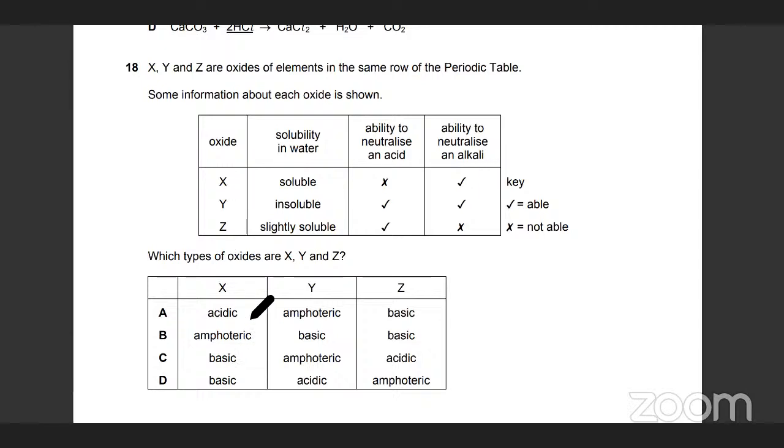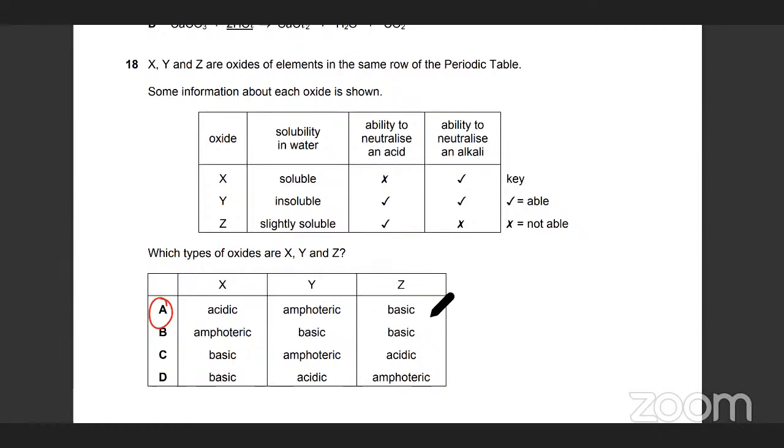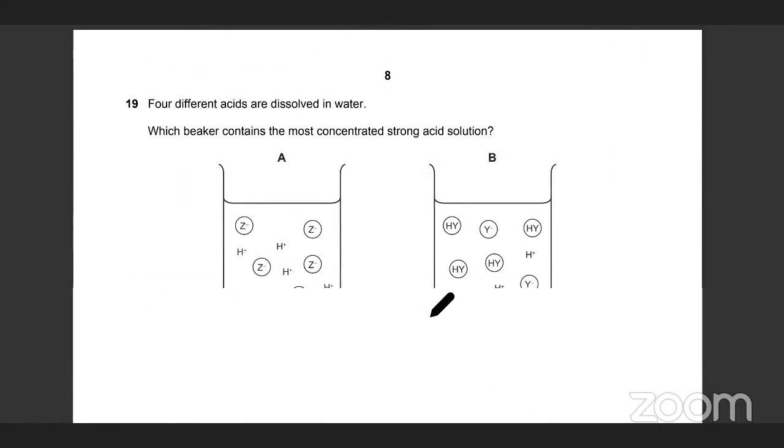तो फिर तो A ही होगा आंसर, क्योंकि अच्छा Y दोनों के साथ रिएक्ट कर रहा है. So that means it's Amphoteric. और ये जो है ये एसिड के साथ रिएक्ट कर रहा है, so that means it's going to be basic. Basic. तो वो पहले से ही पता लग गया था A है.